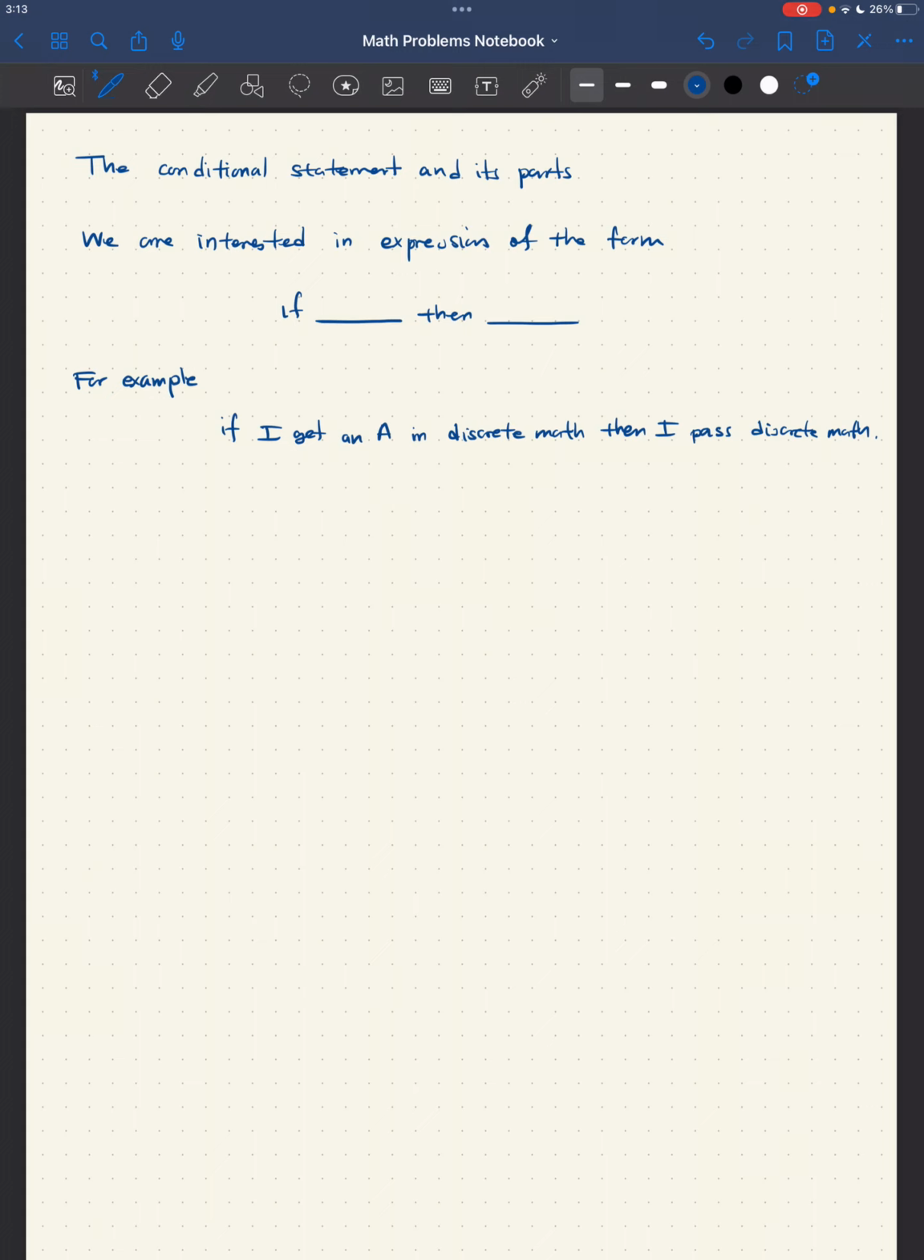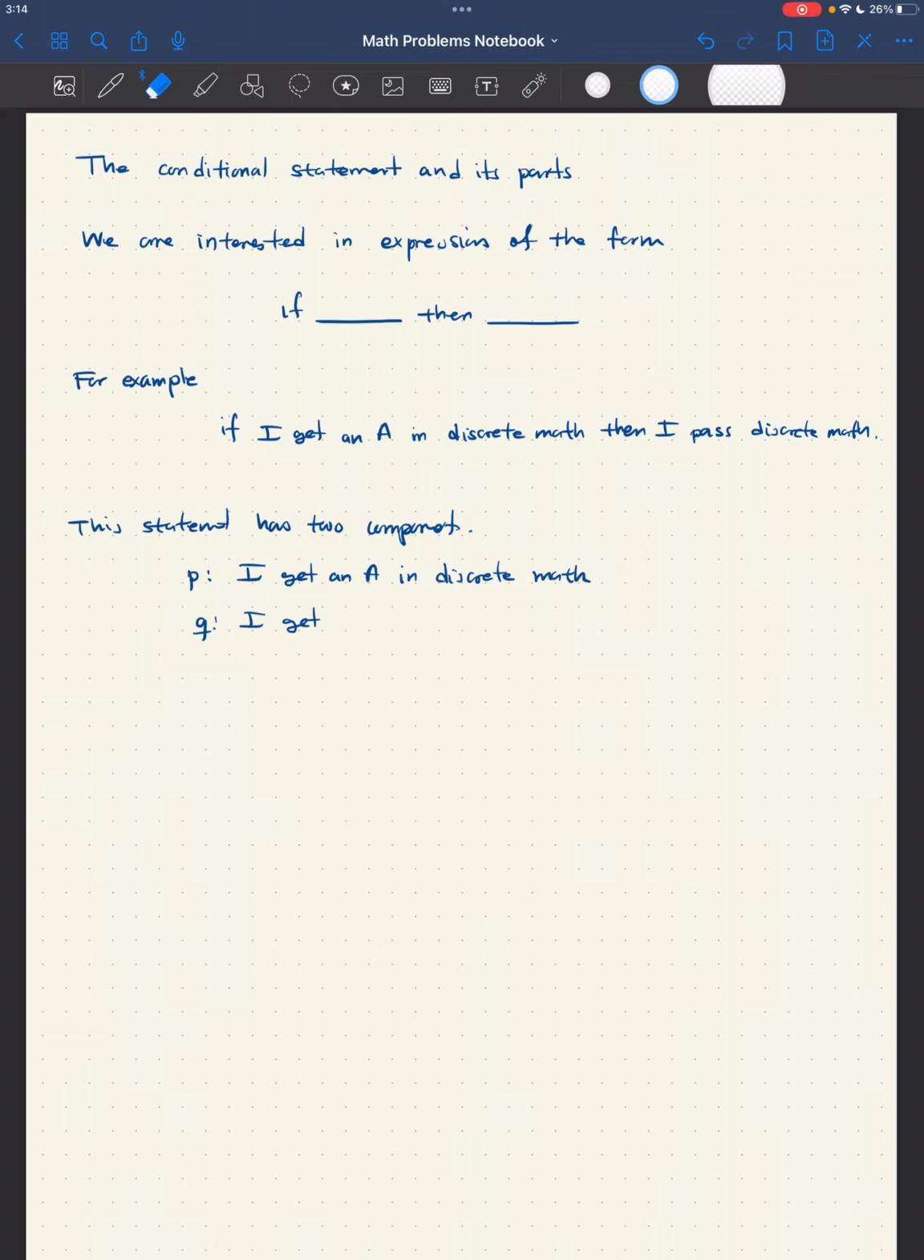Now let's look at the components, right? The statement is molecular, right? I'm going to signal those components with letters, just for simplicity, where I would say the first one would be: I get an A in discrete math. And the other one would be: I pass the class, sorry.